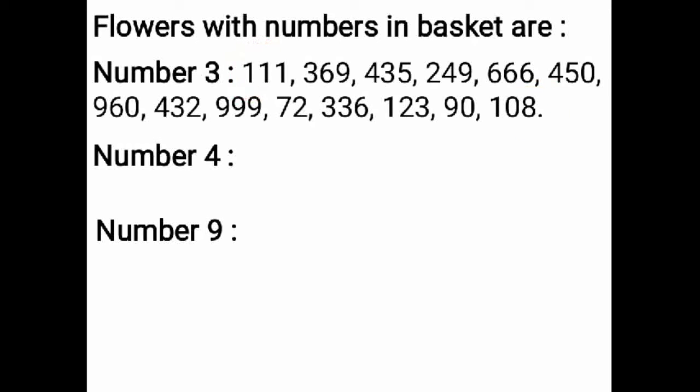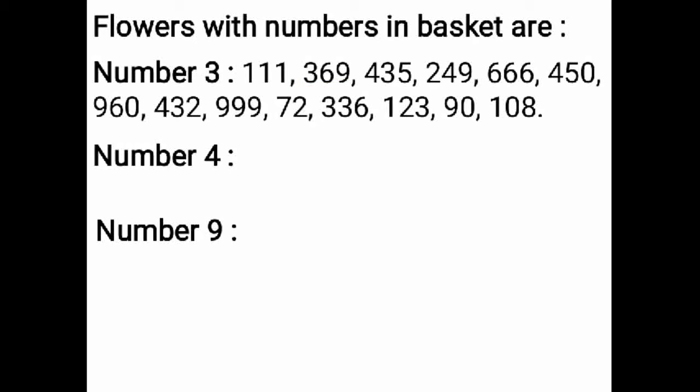In number 111, the sum of the digits of the number 111 is 1 plus 1 plus 1 is equal to 3. So the number 111 is divisible by 3. In number 369, the sum of the digits of the number 369 is 3 plus 6 plus 9 is equal to 18. 18 comes in the 3 table. So the number 369 is divisible by 3. This way you have to check.